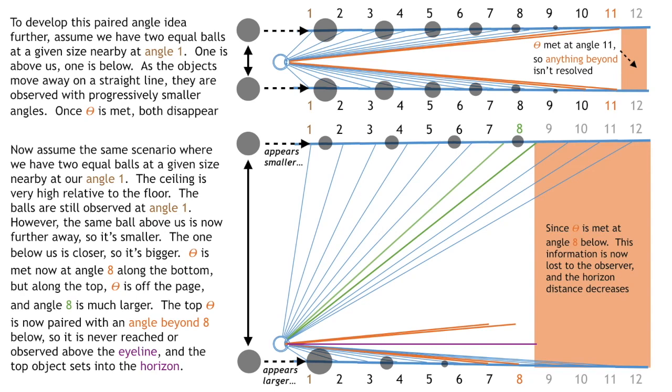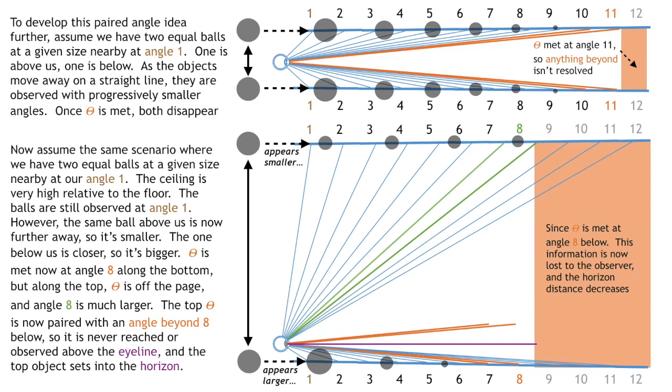But let's alter our diagram now, and assume the same scenario where we have two equal balls or objects at a given size nearby at our angle 1, but the ceiling is very high relative to the floor now. We've pushed the ceiling up much higher. The balls are still observed at angle 1, however the same ball above us is now further away, so it's smaller. The one below us is closer, so it's a little bit bigger. Theta is met now at angle 8, let's say, along the bottom, because we compress those lower visual angles. But along the top, theta is off the page, and angle 8 is much larger.